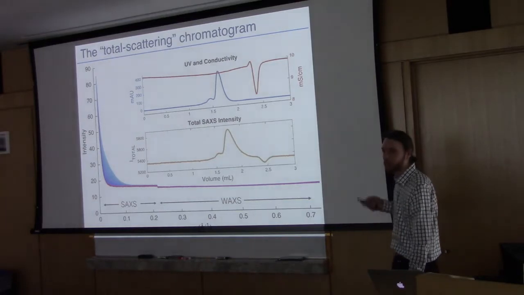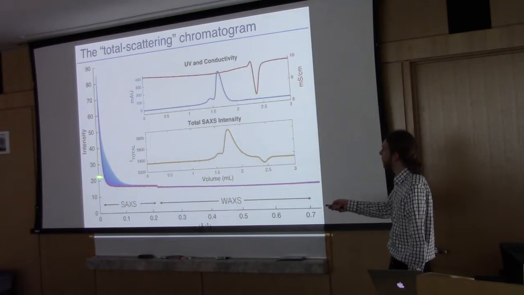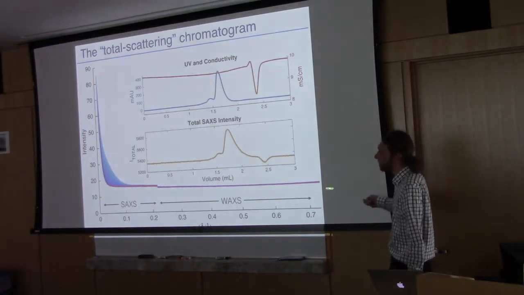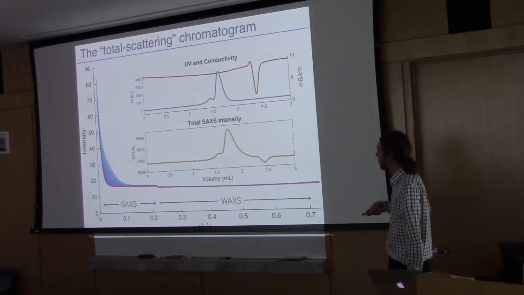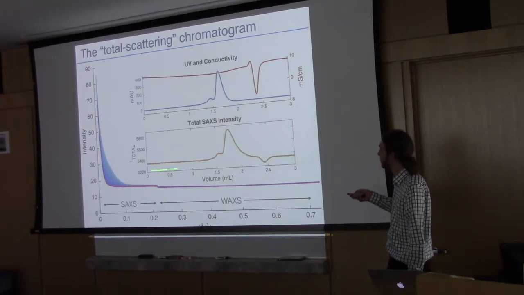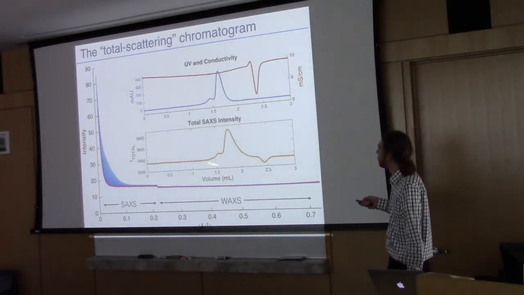Well, one thing you can do is plot the total SAXS intensity. If you take all of the intensity values and add them up for every value of Q, you can make a chromatography-type peak, and that's what this is. RAW will calculate this on the fly as your data is coming in too. It's useful. You can compare it with UV, for example.